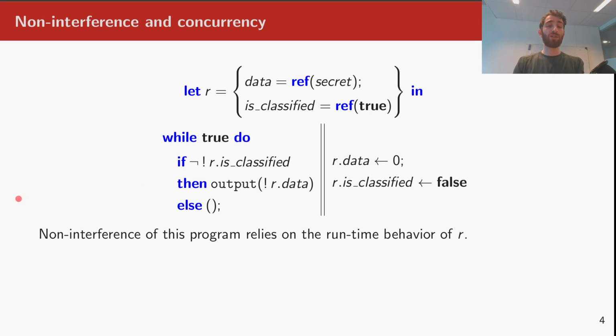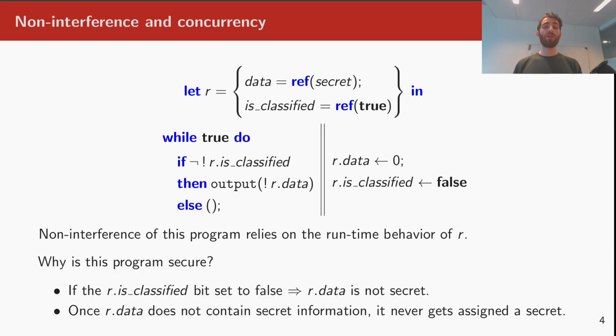This program is secure. It does satisfy non-interference. To see this formally, note the following two facts. First, if the isClassified bit is set to false, then the information stored in r.data cannot be secret. Secondly, once the secret information is overwritten, the r.data field does not get assigned secret information ever again. Both of those facts are quite important.